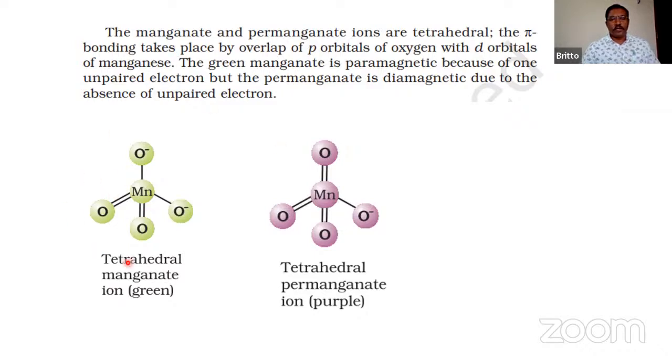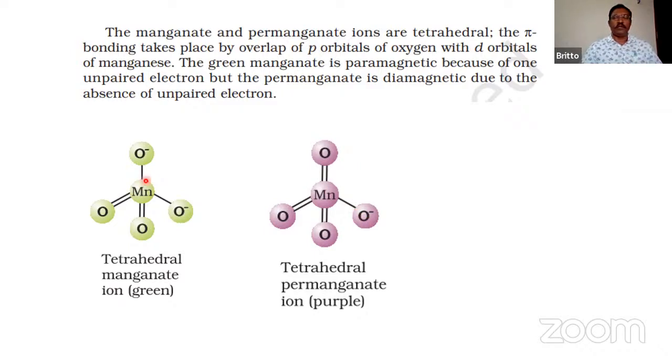Of course, the manganate, if you look at green manganate, we have paramagnetic, one unpaired electron is there. But permanganate is diamagnetic, but it is colorful because of the charge transfer complex, they say. Charge is due to charge transfer between oxygen and Mn. But remember that one. Even though permanganate is a diamagnetic ion, remember.